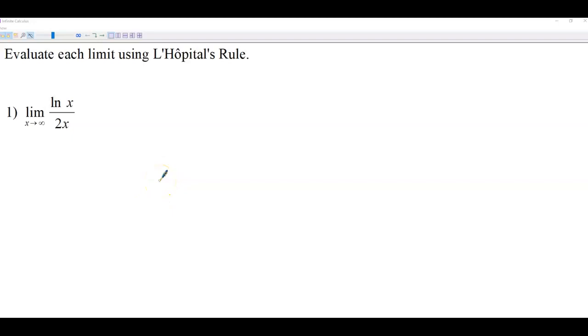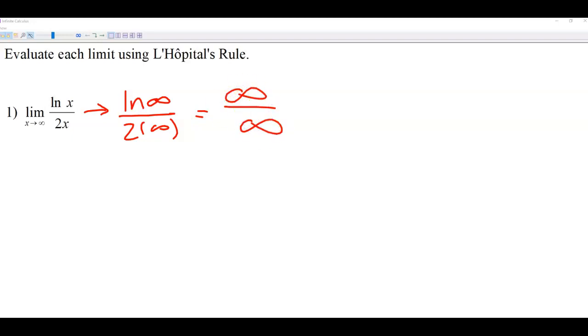All right, so if I do direct substitution, I'm going to get Ln of infinity over 2 times infinity. And Ln of infinity, as we discussed on the last page, is infinity, and 2 times infinity is infinity. And Mr. Bailey committed the cardinal sin there. You're not supposed to have equals. So let's put an arrow.